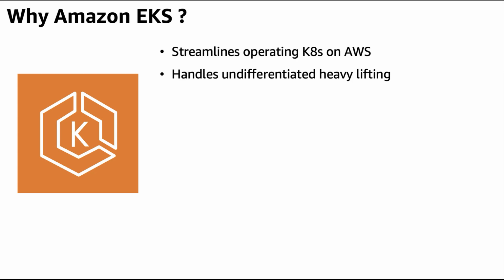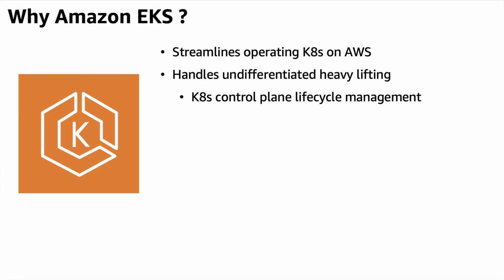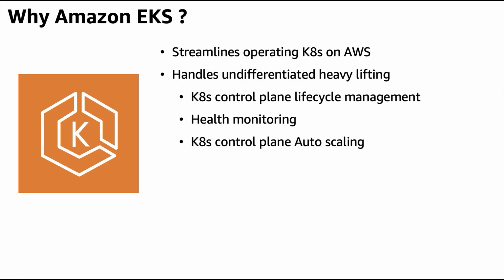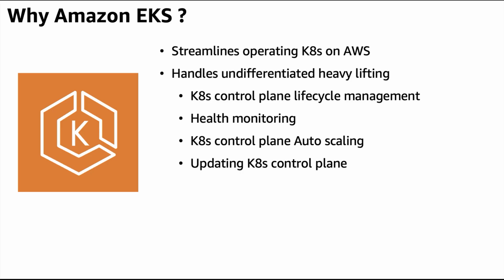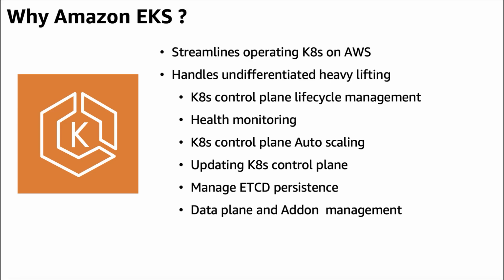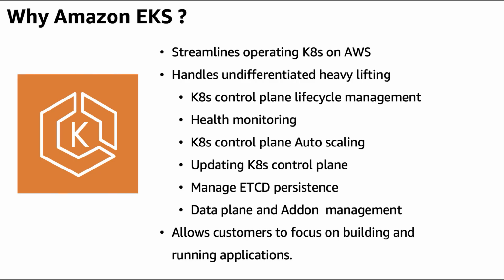Amazon EKS handles many undifferentiated heavy lifting tasks such as the following. Complete Kubernetes control plane lifecycle management, which includes continuous health monitoring of control plane nodes and replacement. Automatic scaling of control plane without any need for a support ticket. Use of a blue-green strategy to update the control plane. Automatic backup and restore of the etcd database. Apart from the control plane, Amazon EKS also handles data plane and add-ons management. All of these capabilities allow customers to focus on building and running applications instead of managing infrastructure.